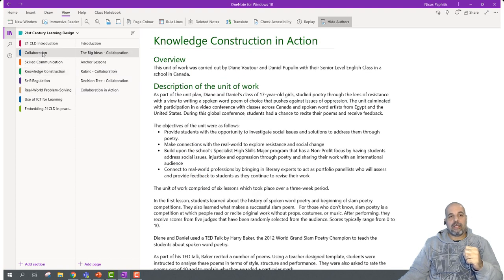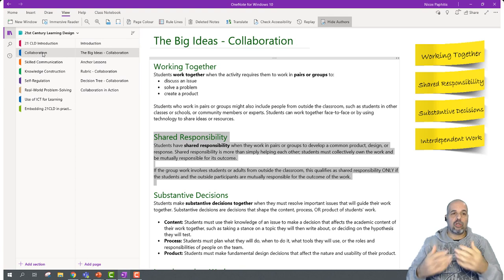Now, each area, collaboration, skilled communication, knowledge construction, and all the rest of them, have exactly the same pages inside. In other words, if we have a look at collaboration, which is this one, inside we have 6 pages.